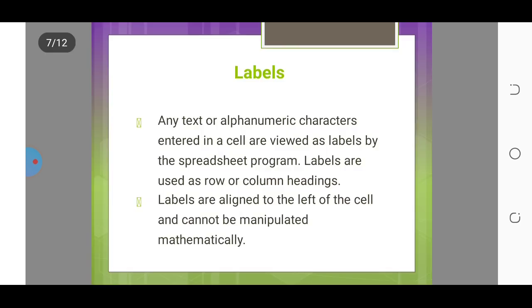We start off with the labels. So any text or alphanumeric characters entered in a cell are viewed as labels by the spreadsheet program. Let us get this clear. For any text or any alphanumeric character that is entered in a cell, these are viewed as labels by the spreadsheet program, and labels are used as row or column headings.